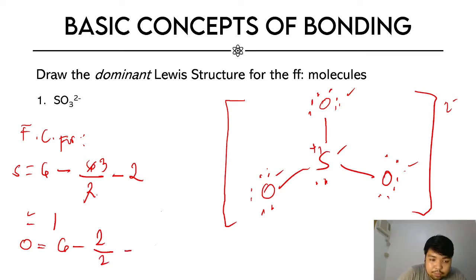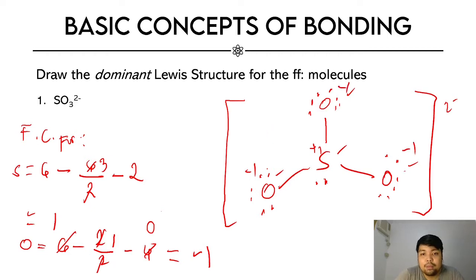Then you subtract the number of non-bonding electrons, which is 1, 2, 4, 6. So 6. So this will cancel each other out. Any number divided by itself is equal to 1. So 6 minus 6, that is 0. And 0 minus 1 is equal to -1. So the formal charge of all of the oxygen atoms here is -1.